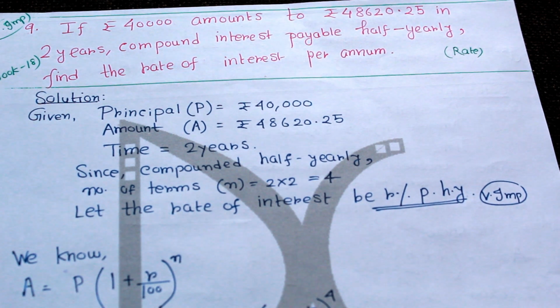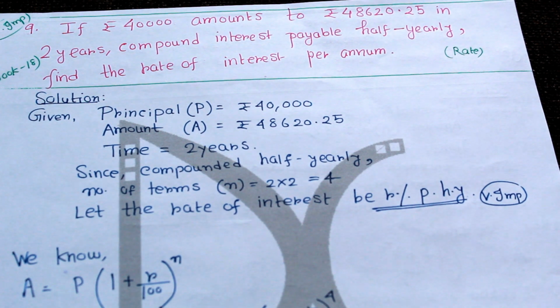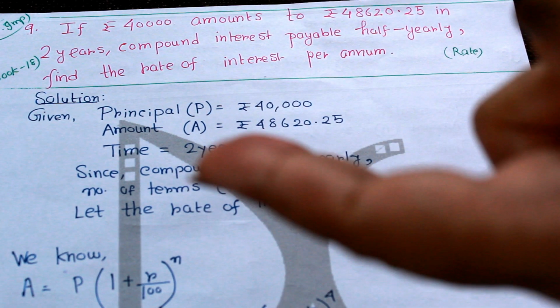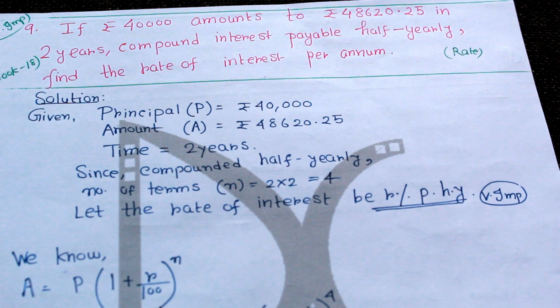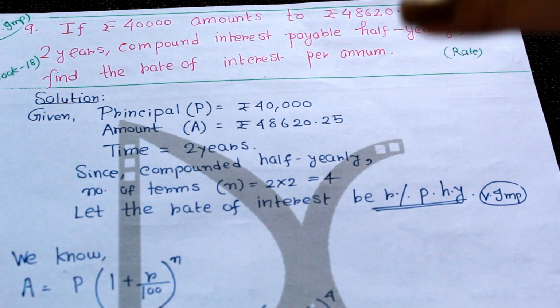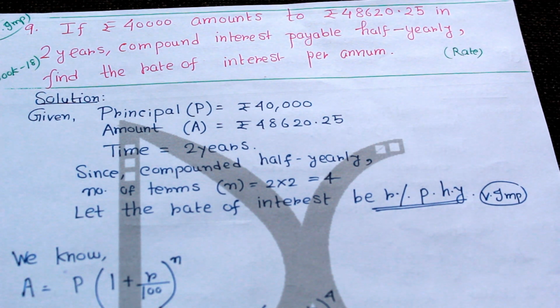Let's look at the question. These two types of questions are important, because in the previous two questions the interest was being compounded annually, but in this question the interest is being compounded half yearly. So be careful about it. Many sums of this type are there in your book, you will have to solve them on your own.